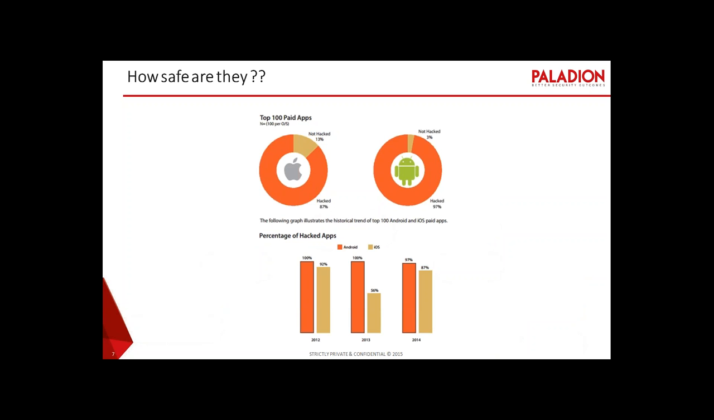So next, this is a small survey which has been taken on the top 100 paid apps. You can see that in Apple, 87% have been hacked, and in Android, 97% have been hacked. And these are paid apps. Now just think about the security you have in free apps available on the Play Store, and also think about the applications available from a third-party website where you download an APK and install it onto your mobile phone. Just assume what the security levels are there. These are the applications who make their bread and butter out of the applications.